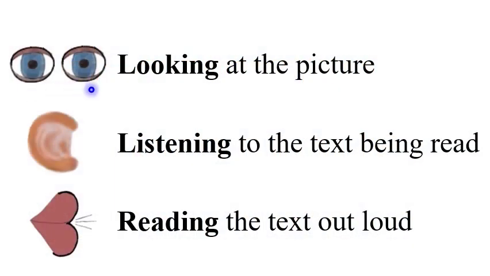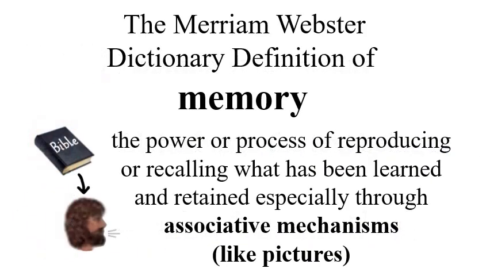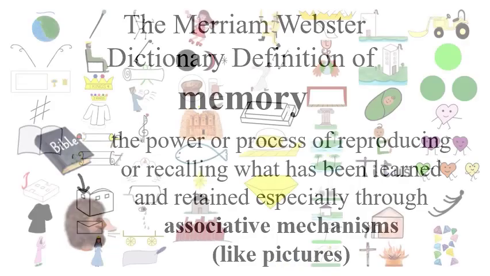For optimal learning, the more senses one uses to learn, the more information gets stored in the memory. We incorporate this technique with you looking at the picture, listening to the text being read, and reading the text out loud. If we look at the definition of memory, it is the power or process of reproducing or recalling what has been learned and retained, especially through associative mechanisms, like pictures.